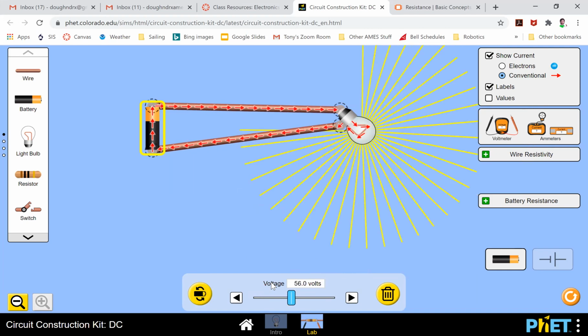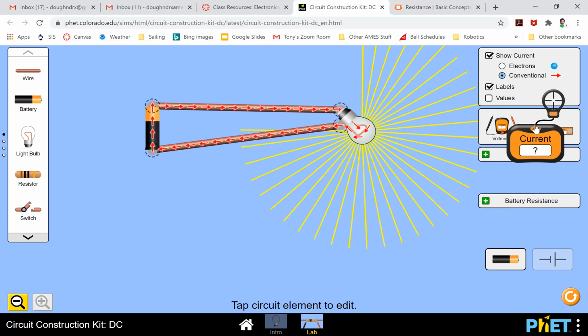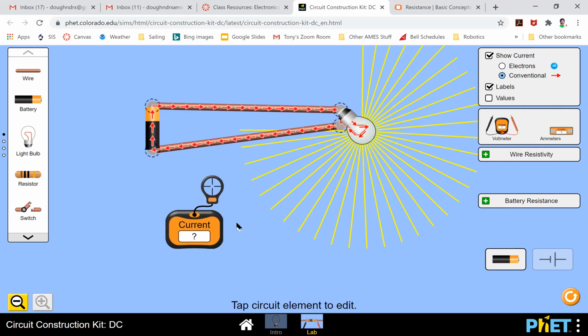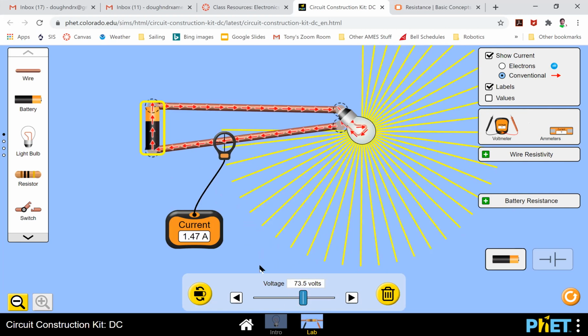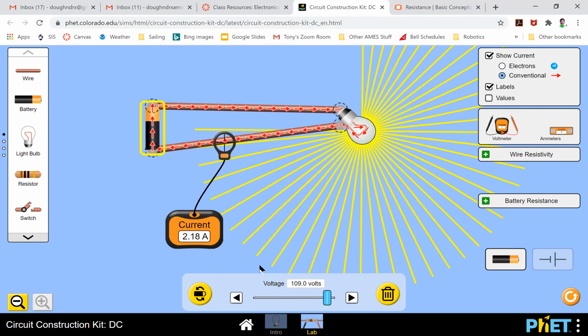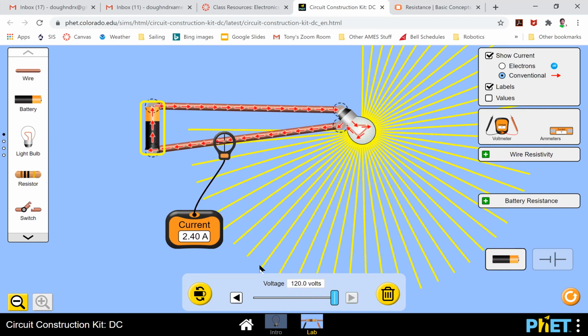Okay. Now, I want to know how much current is flowing through my circuit. That's where these tools over on the right come in. If I click on this guy right here, this is a current meter. And if I take this end right here, see how I can move it around? If I position this on the wire, bingo, it tells me how much current is flowing. Now, if I click on the battery and increase the voltage, you see what happens? The light bulb gets brighter, but also the current goes up. So it goes to 2.2. So if I take it all the way up, my current here is at 2.4 A's.